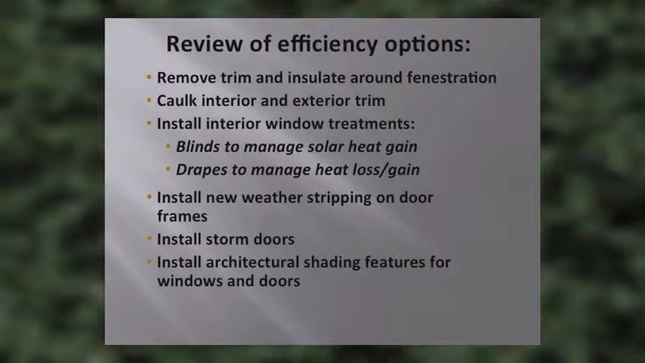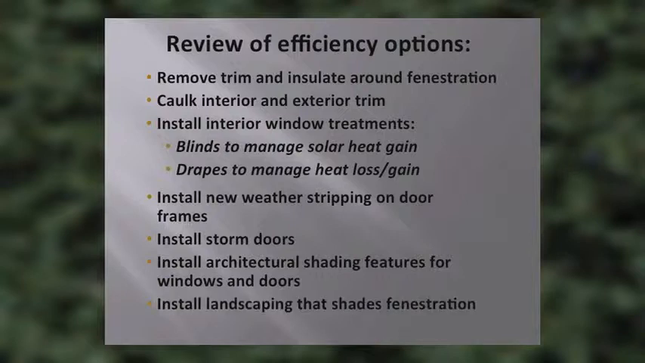We can use architectural shading features like awnings, long eaves, and deciduous trees to provide shade during the summer and passive solar heat gain during the winter.